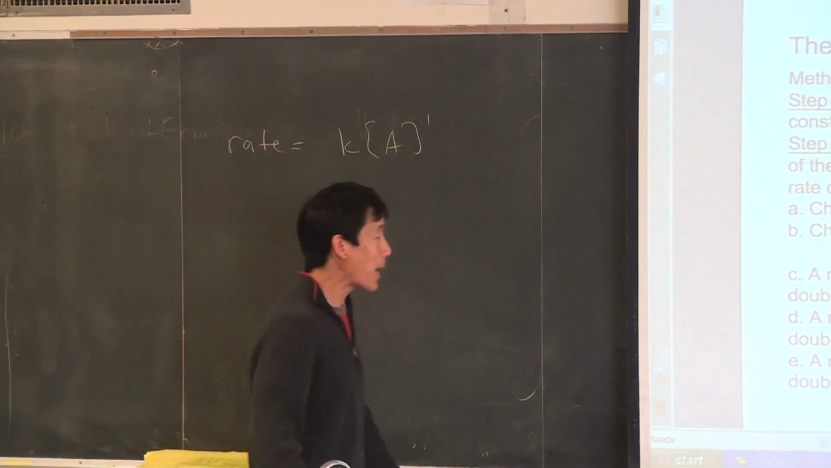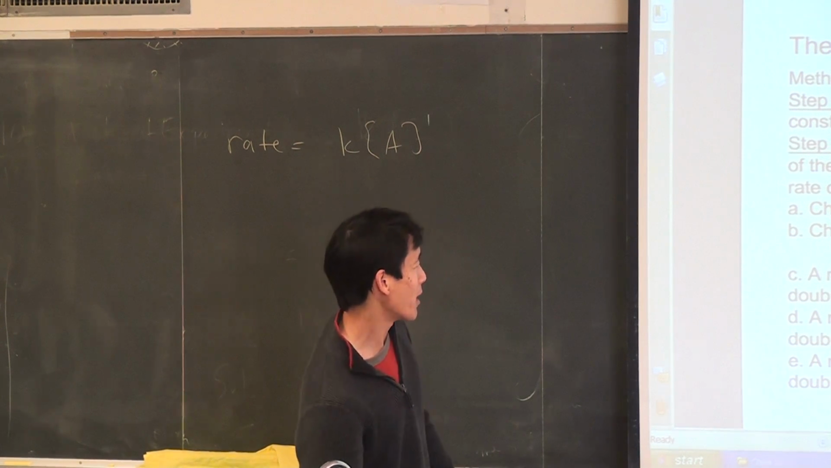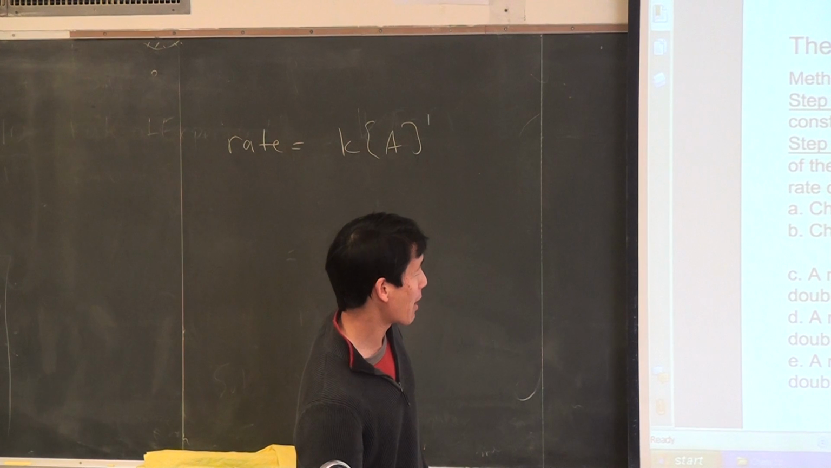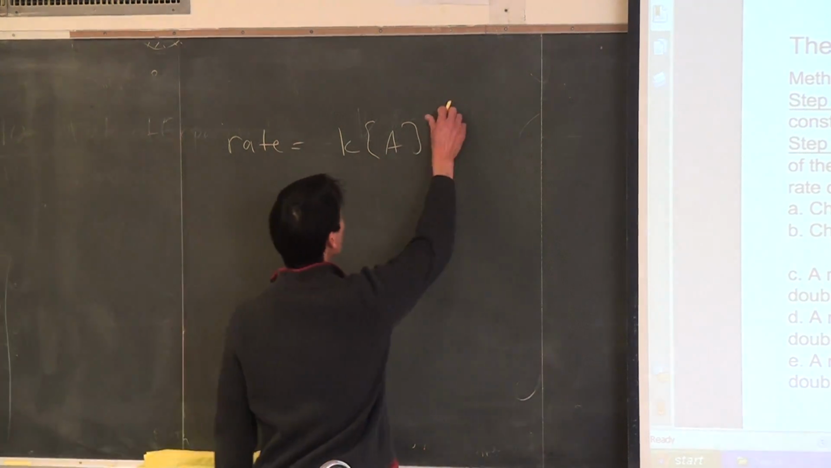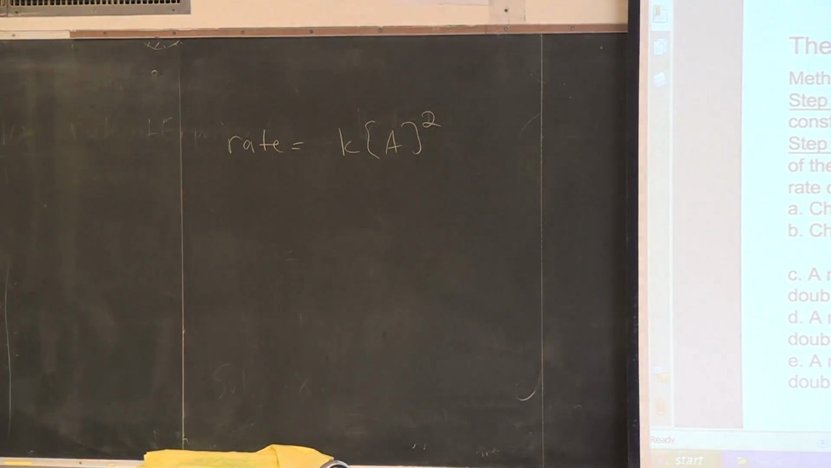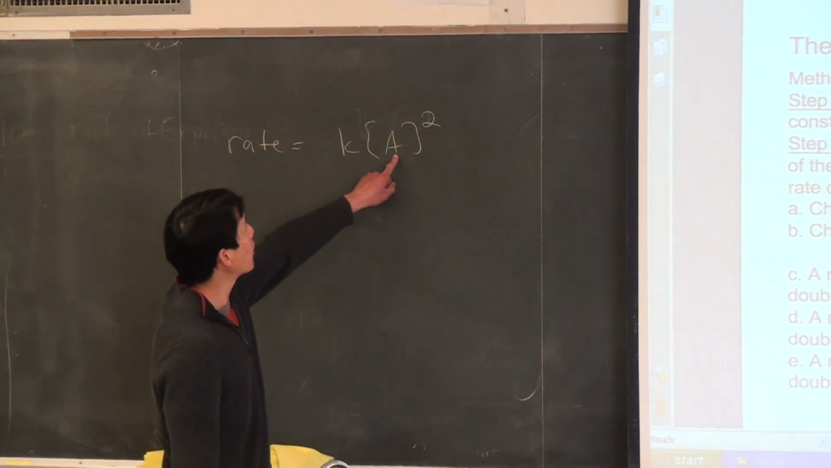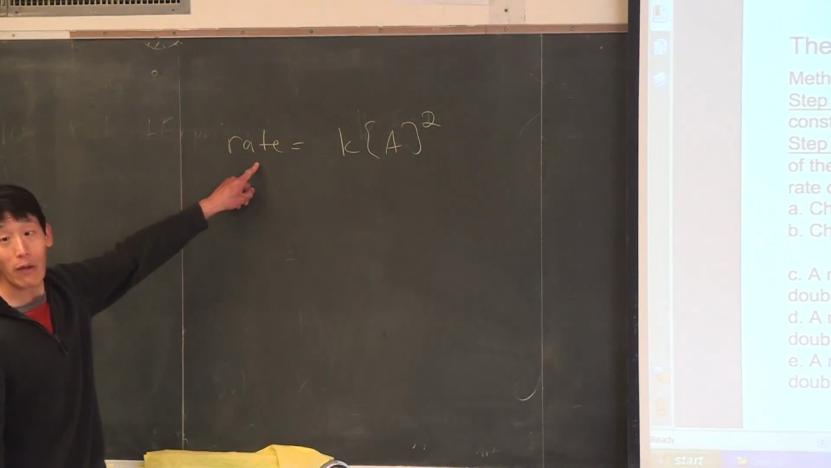For part D, a reaction is first order in reactant A. If the concentration doubles, isn't that the same question? Let's go to question E. If a reaction is second order in reactant A, now let's change this exponent from 1 to 2. If the concentration doubles, what happens to the rate? It should go up by a factor of 4. If this doubles, we have 2 squared, or 4, and the rate is going to quadruple.